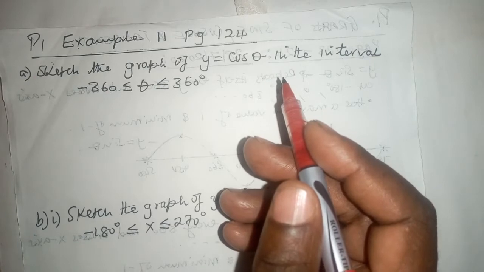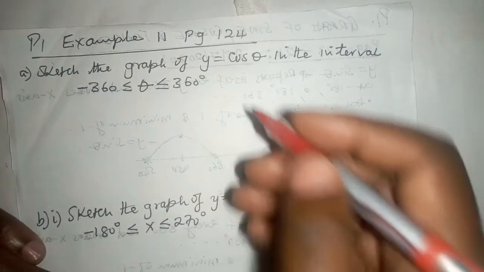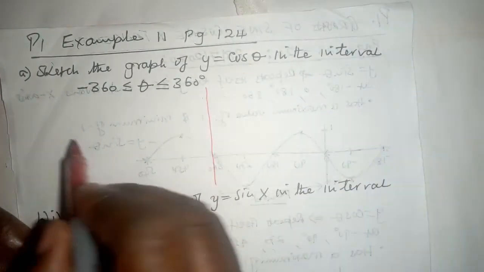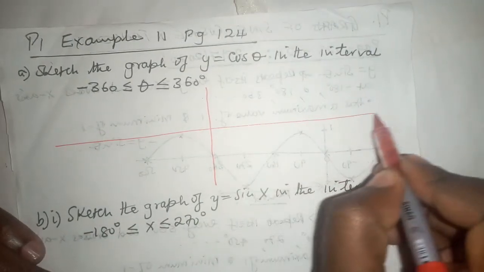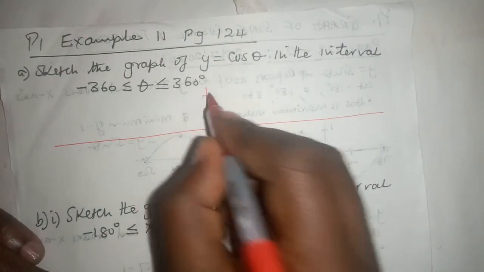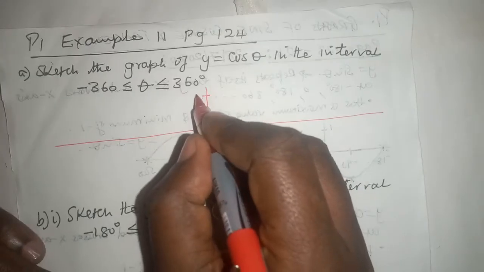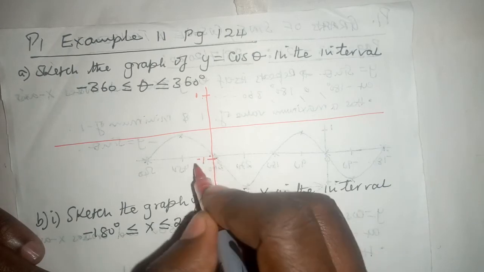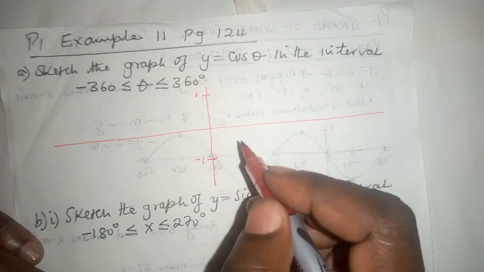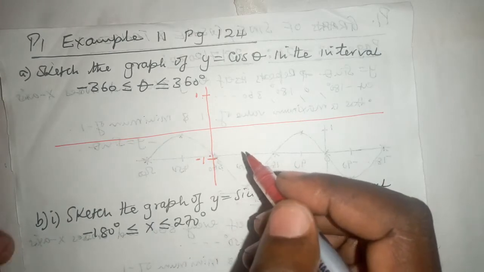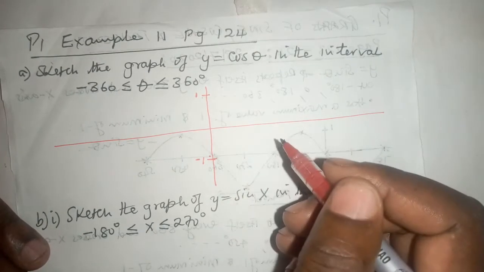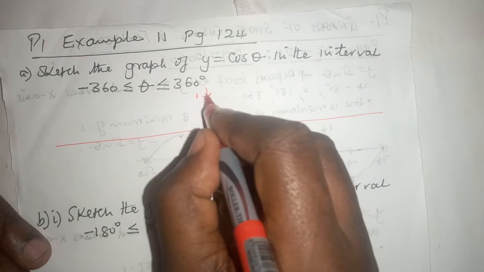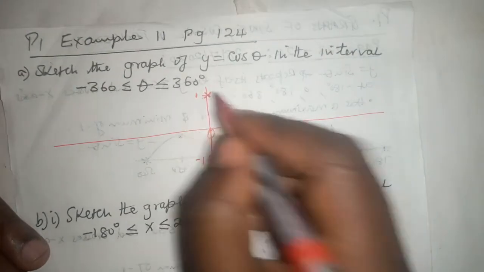And what we need to do is refer to the graph that we constructed in the previous video. But even if we don't have that, we know very well that the maximum of y equals cos theta is 1, and the minimum is negative 1. The graph will oscillate between the two. And of course, we know that the cosine of 0 is 1.